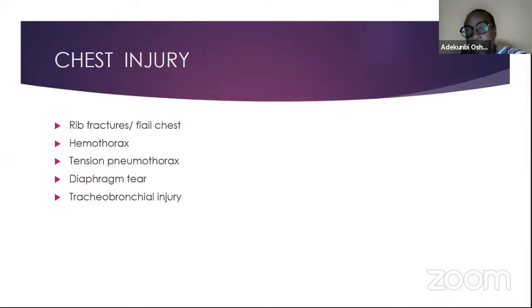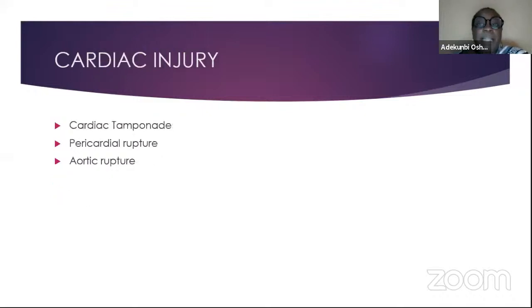Now, tracheobronchial injury is suspected when there's persistent hypoxia, persistent cyanosis, persistent hypotension in patients despite adequate resuscitation. And this can occur even within 2.5 cm of the carina in this patient. Therefore, a high index of suspicion must be given to all these patients when they present with a barrage of symptoms, especially breathlessness.